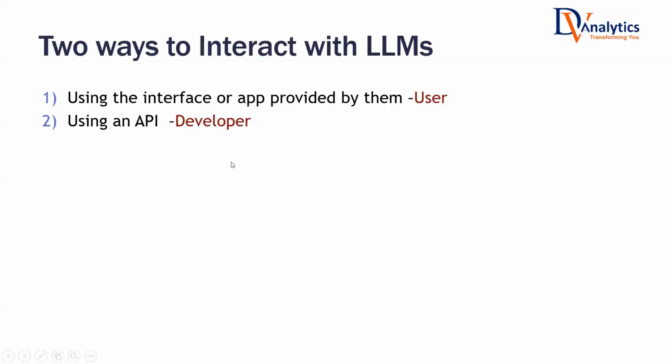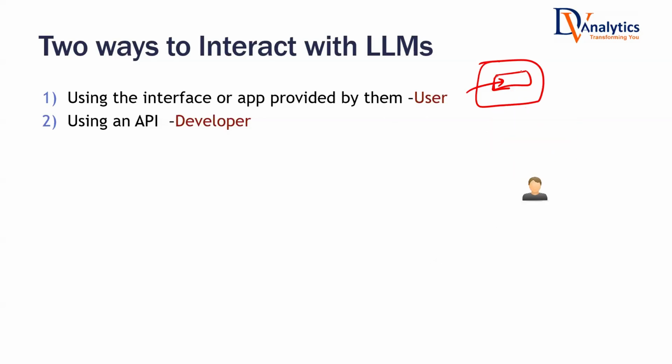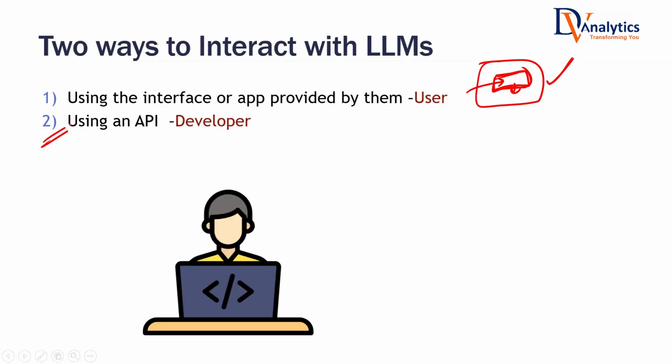Now, there are two ways to interact with large language models. One is just like a user: you go to the ChatGPT website, you write a prompt, you get the answer. That is one way of using it, which most of you must already be using. The one we will be interested in is using it like a developer, using their API.